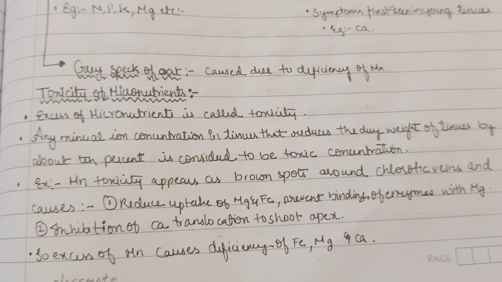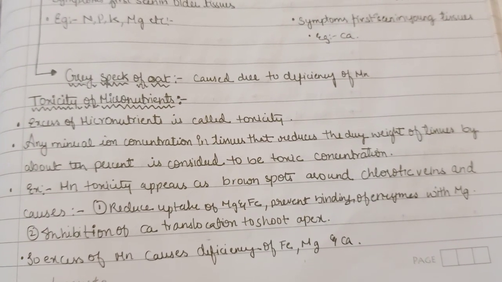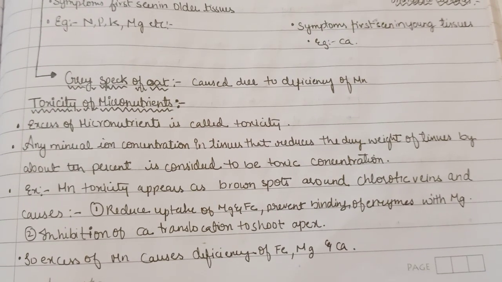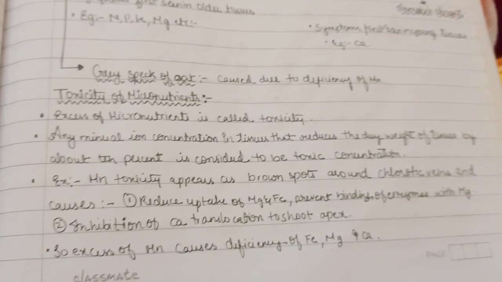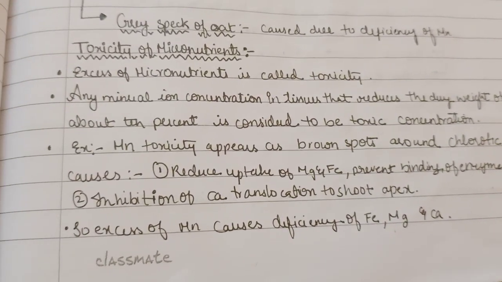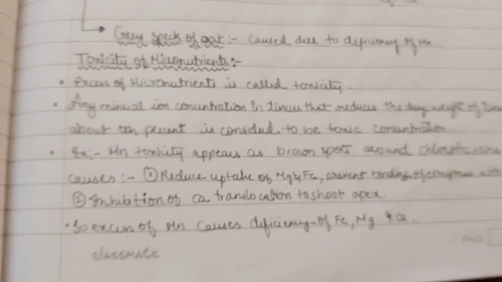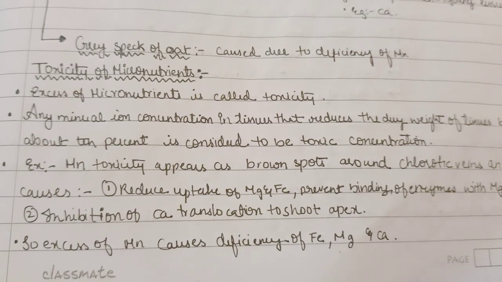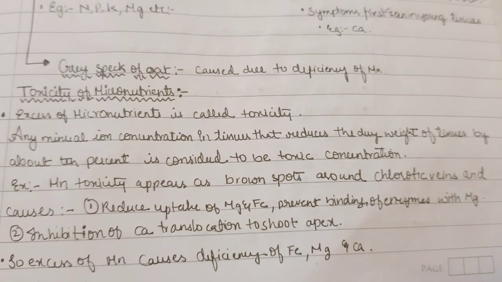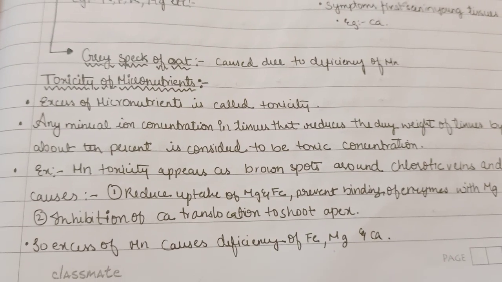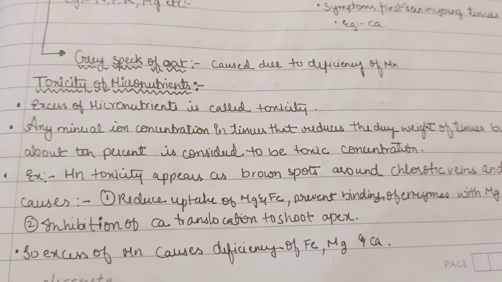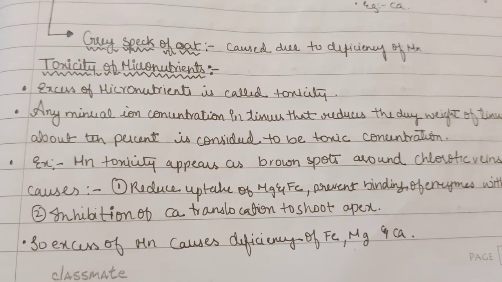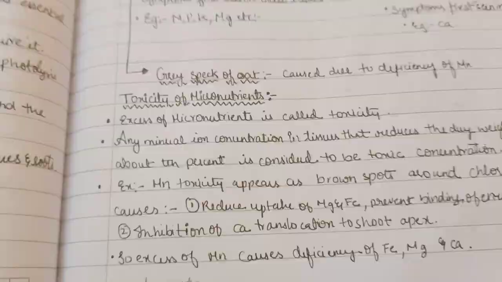Now let us discuss toxicity of micronutrients. Excess of micronutrients is called toxicity. Any mineral ion concentration in tissues that reduces the dry weight of tissue by about 10% is considered to be toxic concentration. For example, manganese toxicity appears as brown spots around the chlorotic vein and causes reduced uptake of magnesium and iron, prevents binding of enzymes with magnesium. Then next, inhibits calcium translocation in the shoot. So excess of manganese causes deficiency of iron, magnesium and calcium.